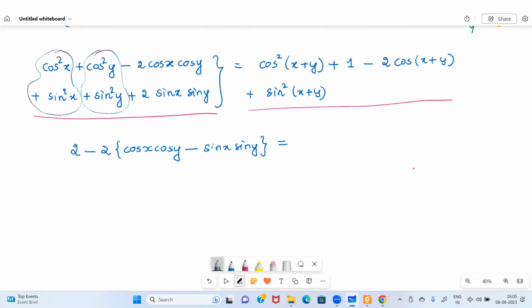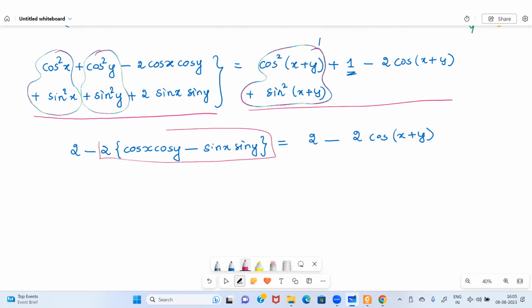Now let's look at this side. Cos square x plus y plus sin square x plus y. Cos square theta plus sin square theta is what? 1. That is 1 plus another 1, which becomes 2 minus 2 cos of x plus y, students. Okay. Now I can bring this term which is negative to this side. This term which is negative here to this side. And 2 on both sides will get cancelled, because 2 minus 2 will become 0.